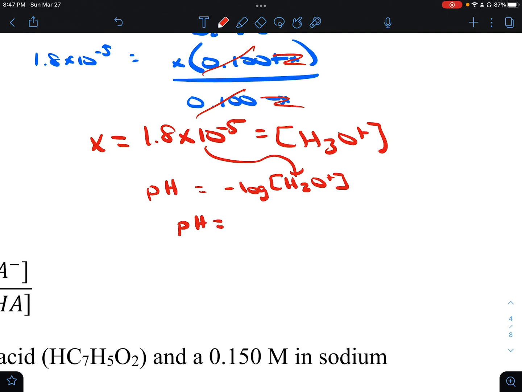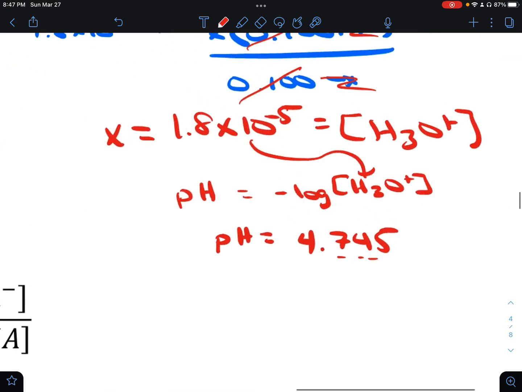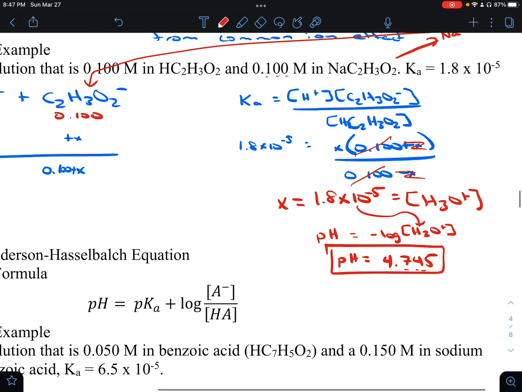We're going to take the negative log of 1.8 times 10 to the negative fifth. And we're going to have 4.745, because we need three significant figures, and there are three in our concentration. Ka and Kb we don't actually use for our significant figures, because they're considered exact numbers. So how's that feel? Pretty good, right? We've done calculations like that before, so it shouldn't be super stressful.